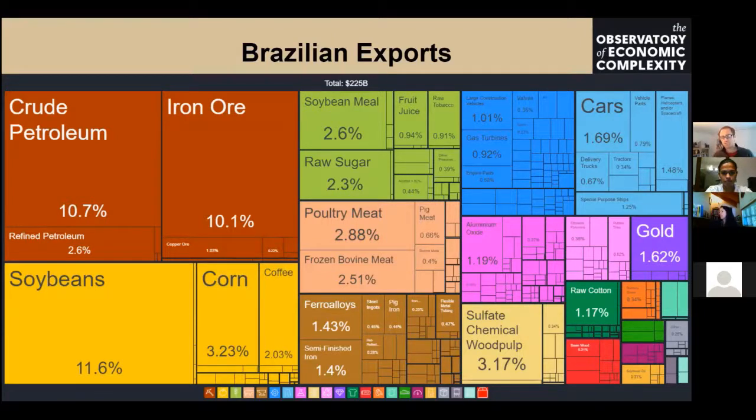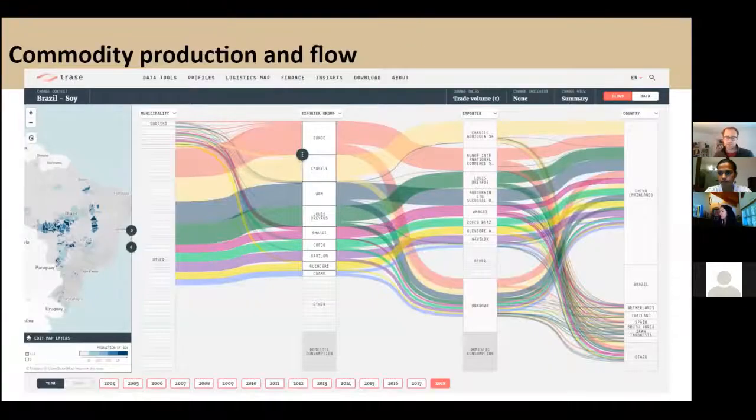But this is also the starting point for our modelling work within the TRACE project, which is the physical production and subnational trade of the commodity. So our starting point is the export records, and this is a good place to start.